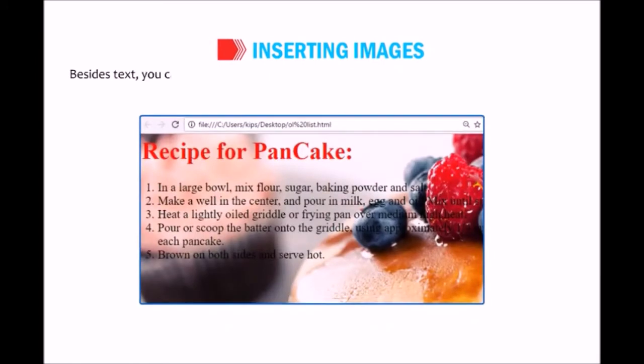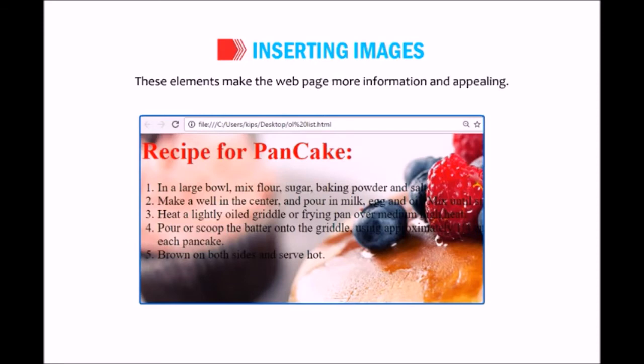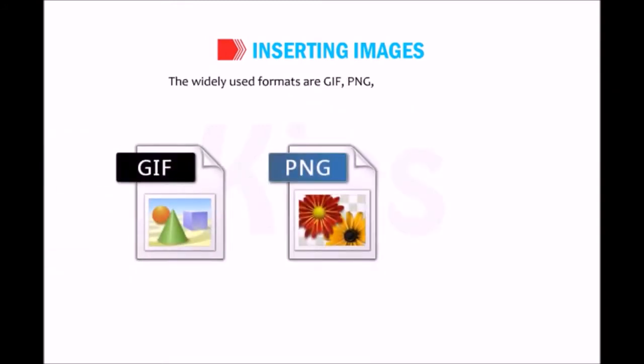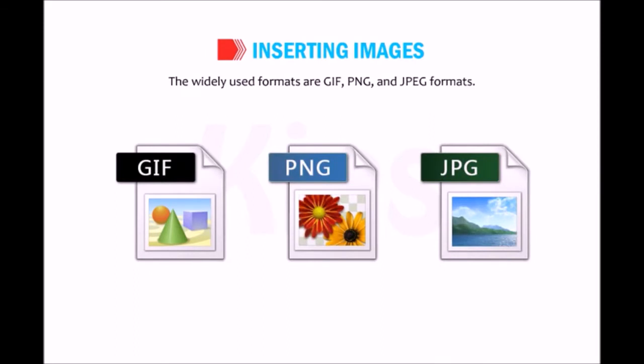Besides text, you can display graphics, drawings, paintings, charts, maps or photographs on a web page. These elements make the web page more informative and appealing. Images can be used as a navigational tool to help users browse through the internet. Web browsers support various graphic formats. The widely used formats are GIF, PNG and JPEG formats.